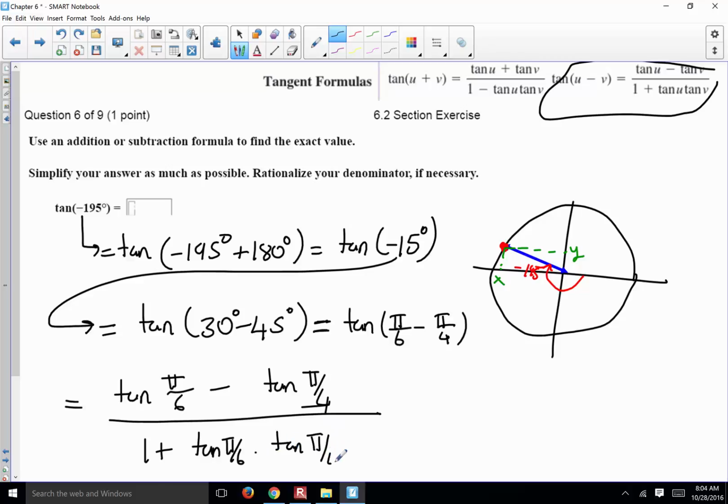Now it's gonna pay off. If you know these values on top of your head, it's gonna pay off right now. You can quickly finish this. Or if you don't know tangent values very well, you need to change them into sine and cosine. Sine 30 over cosine 30, for example. Do you know tangent pi over 6 on top of your head?